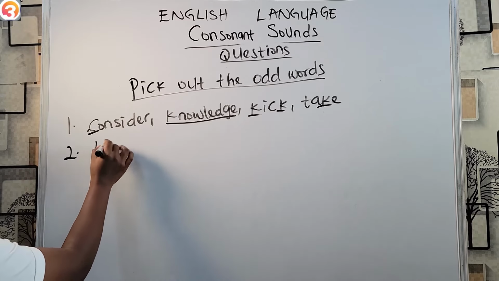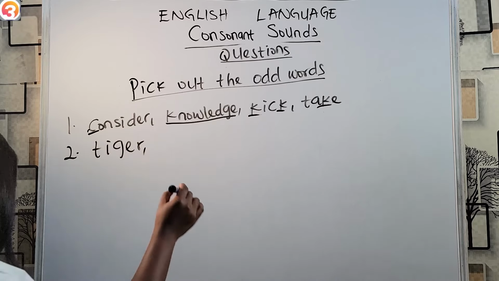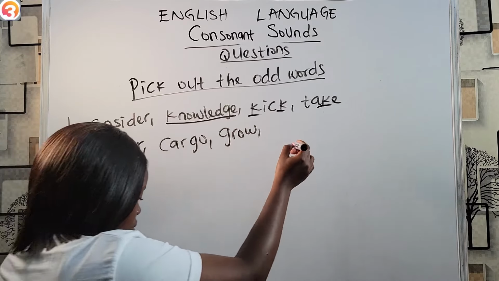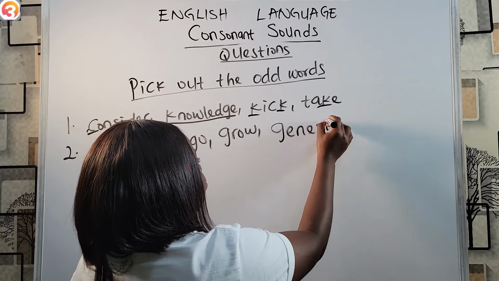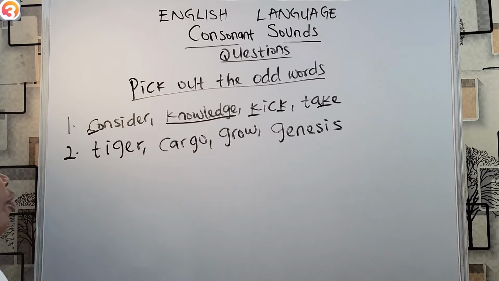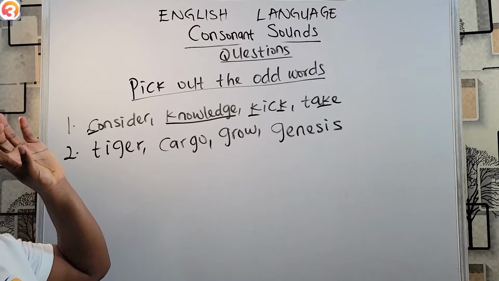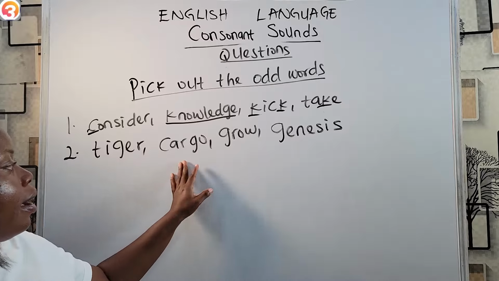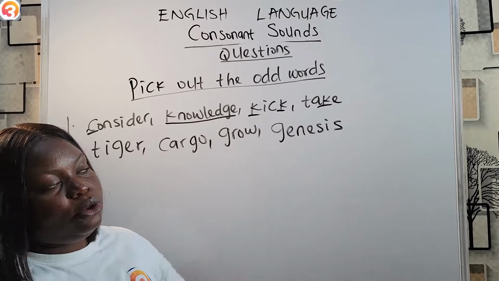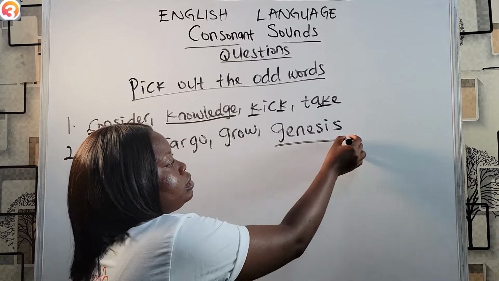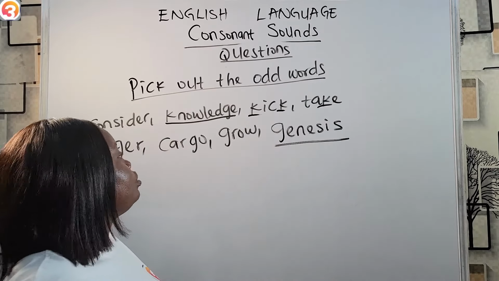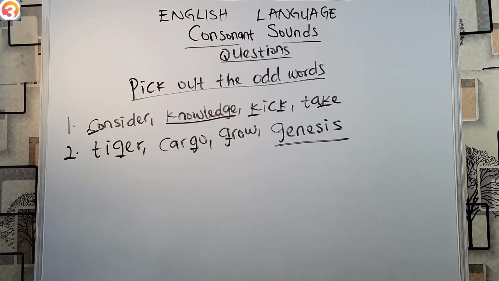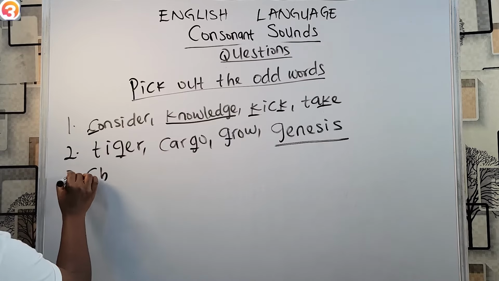Another example, we could have this. So we look for a common factor between the majority of the words and then the one that doesn't contain that common factor. Here we have tiger, cargo, grow, genesis. Obviously, genesis doesn't contain the g sound. This is not the hard g, but the soft g. So it doesn't contain the g sound contained in the other words. Genesis becomes odd there.